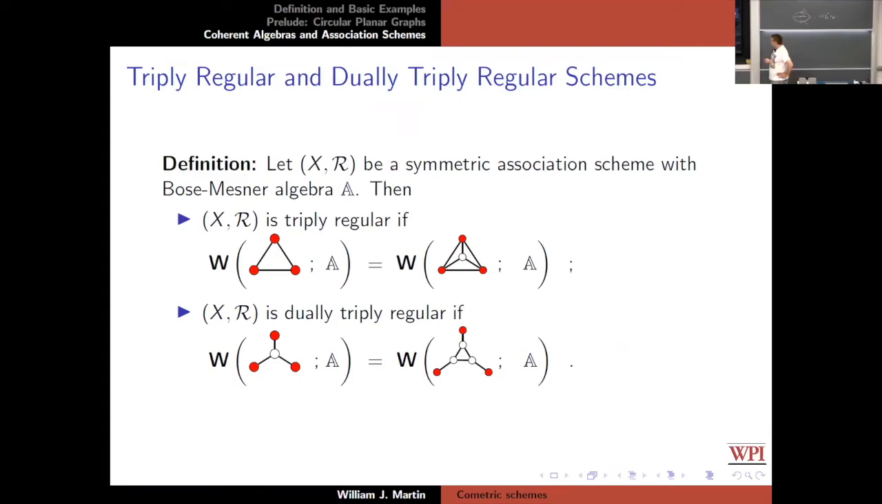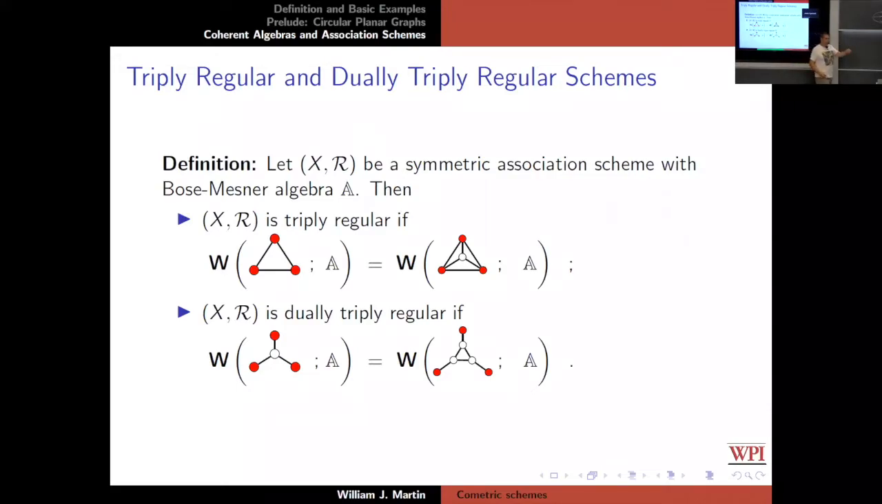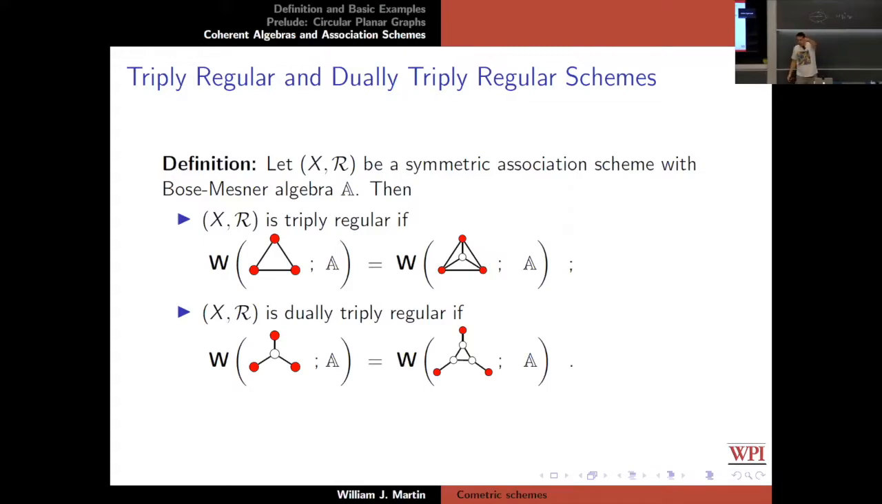A lot of us are interested in this triply regular condition. We say that an association scheme is triply regular if once I know the relations joining three vertices X, Y, and Z, and I specify other relations R, S, and T, then the number of vertices that are R related to X, S related to Y, and T related to Z is a constant. It only depends on R, S, T, and I, J, and K. And so that's exactly saying that these two vector spaces are equal.